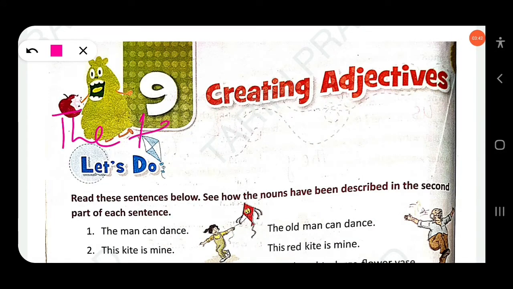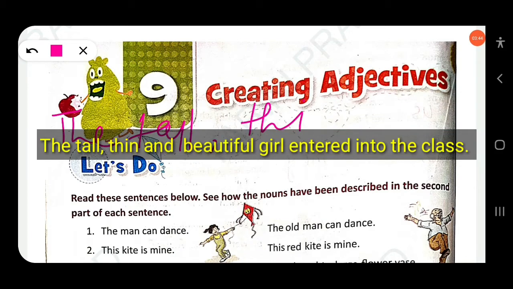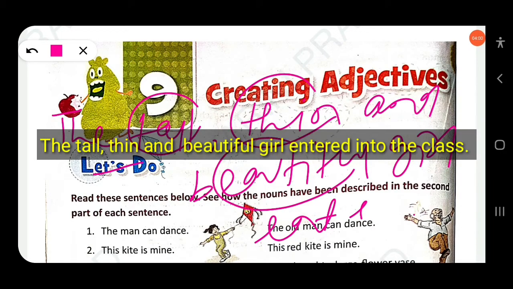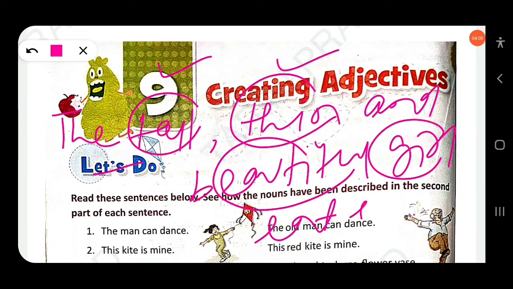The tall, thin and beautiful girl entered into the class. Here more than one adjective is used: tall, thin and also beautiful. These words are adjectives, or describing words. They describe more about the girl. It is the same girl who is thin, who is also tall and also beautiful. So these words are called describing words, or adjectives.